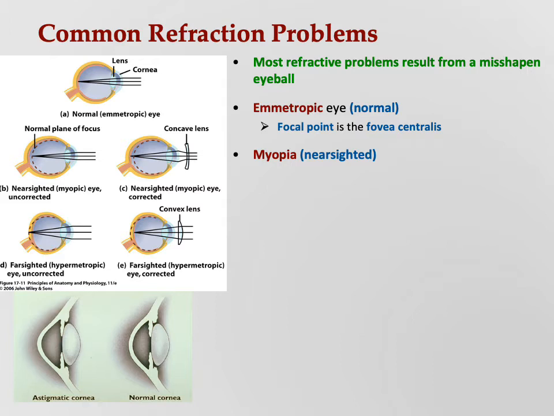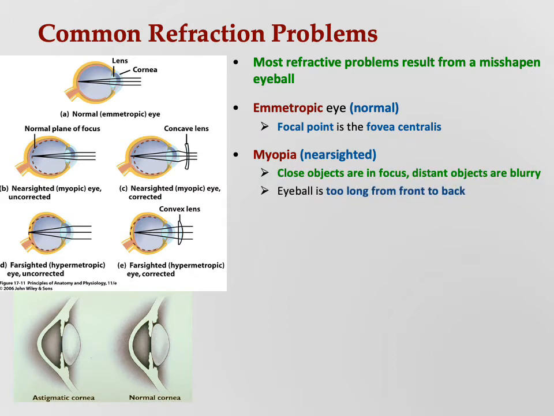That's the most common visual defect. A lot of people wear glasses for myopia. Close objects are in focus, distant objects are blurry. In this case, you can see the illustration on the left, the eyeball is actually too long from front to back. It's kind of oval shaped.